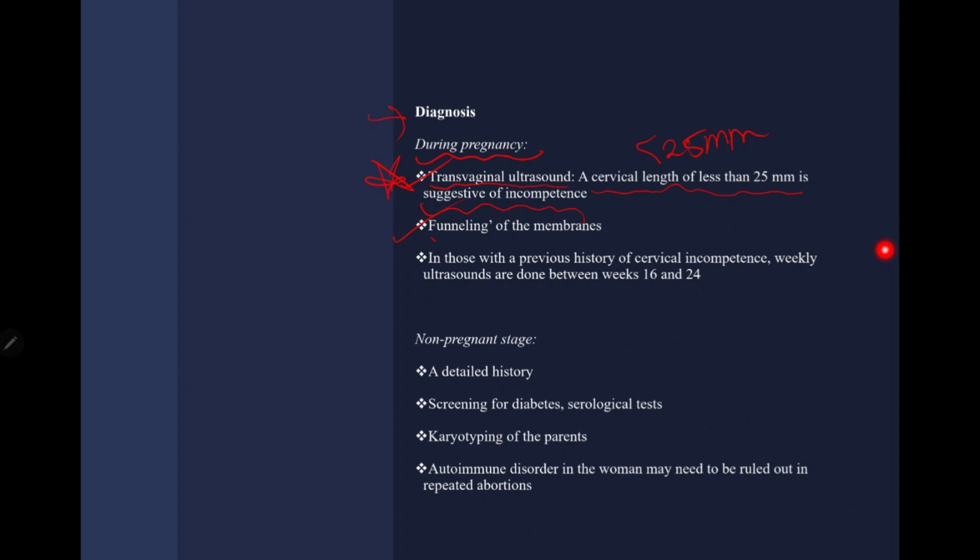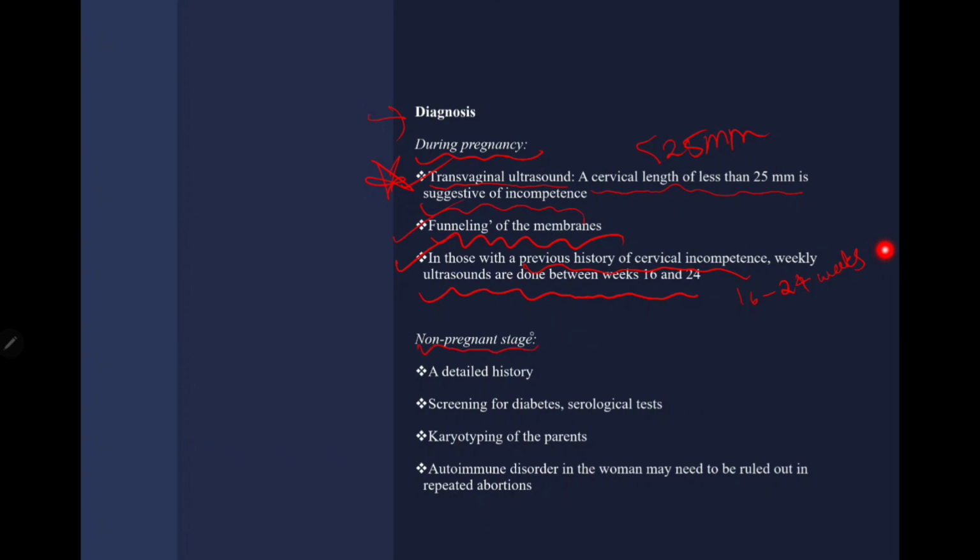The second diagnostic feature is funneling of the membranes. Funneling of the membranes will be seen in cervical incompetence. And in those with a previous history of cervical incompetence, weekly ultrasounds are going to be done between 16 and 24 weeks. So, transvaginal ultrasound will show a cervical length of less than 25 millimeter, which is suggestive of incompetence, funneling of membranes will be there, and in those with a previous history, between 16 to 24 weeks, weekly ultrasounds should be taken.